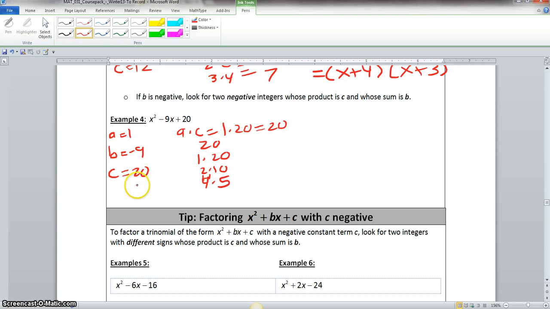Now, if you notice, C is positive, but B is negative. Now, remember, there's only two ways you could get a positive answer when you're multiplying two factors. And that's if both of them are positive or both of them are negative. Whenever your A and C gives you a positive number and your B is negative, that means that both of those factors must be negative. So now we add them. Negative 1 plus negative 20 is negative 21. Negative 2 and 10 is negative 12. And negative 4 and negative 5 is negative 9.